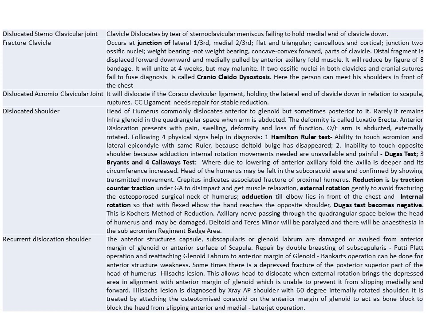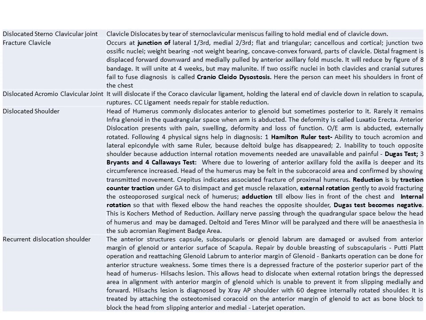One is the Hamilton ruler test. That means your ability to touch the acromion and the lateral epicondyle with the same ruler, because the deltoid bulge has disappeared, because the greater tuberosity has moved medially. The second is inability to touch the opposite shoulder, because adduction and internal rotation needed for this function are unavailable and painful. This is called the Dugas test.